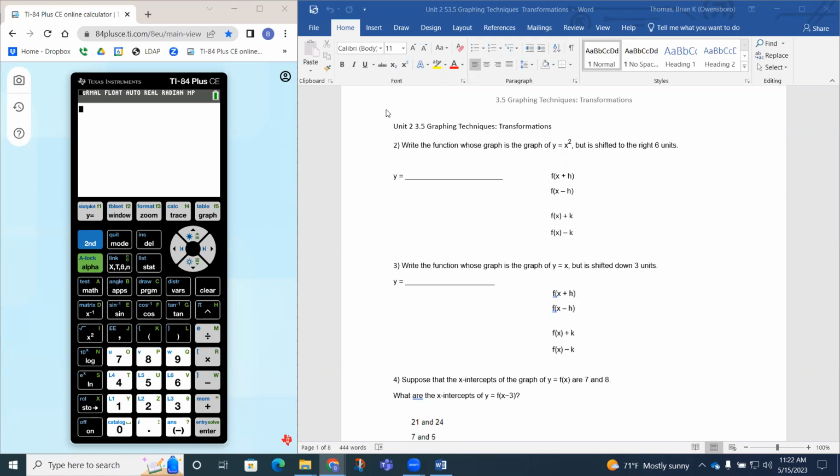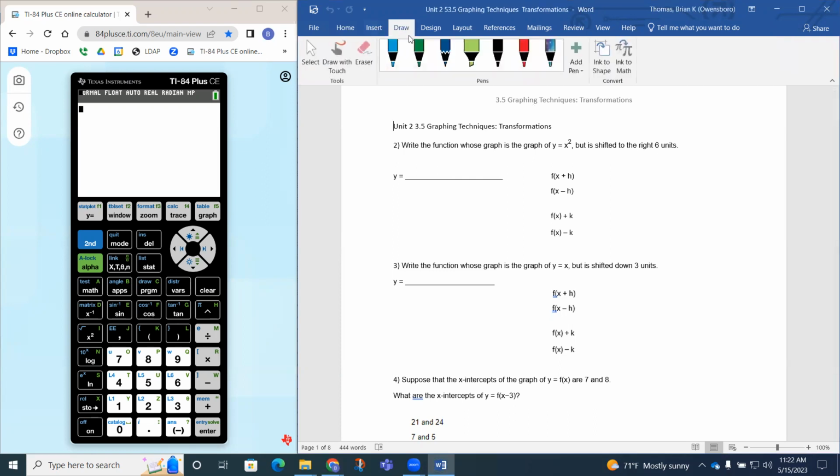So let's see, question 2 says, write the function whose graph is the graph of y equals x squared, but it's shifted to the right 6 units. So remember, when it comes to shifts, a horizontal shift is a left and right concept.